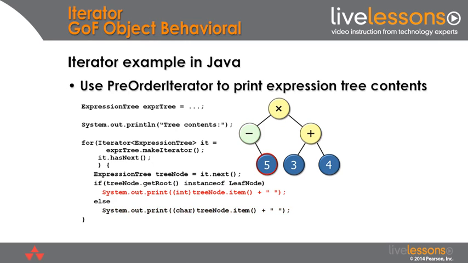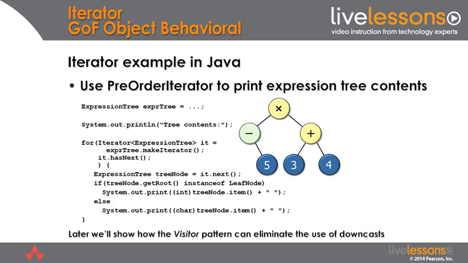When it gets to the number 5, however, this is in fact a leaf node, and so now when we do the type-safe downcast, we realize it's a leaf node, so we print this out as an integer. We cast it to int, so it prints out properly. The plus sign is another composite node, so that prints out the plus sign. And then the 3 and the 4 are both leaf nodes, and those get printed out appropriately as well.